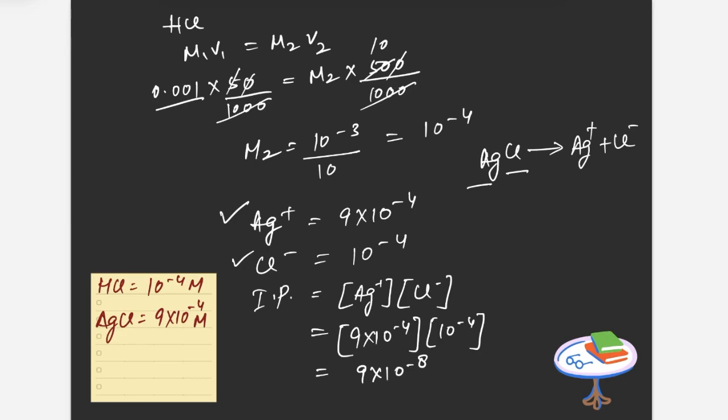Solubility product की वैल्यू क्या गिवन है? Solubility product की वैल्यू गिवन है 1.8 into 10 to the power minus 10. So ionic product is greater than solubility product. If you see the value, ionic product is 9 into 10 to the power minus 8. Solubility product is 1.8 into 10 to the power minus 10. And when ionic product is greater than solubility product, precipitate is formed. So the answer to this question is yes, precipitate of AgCl will be formed.